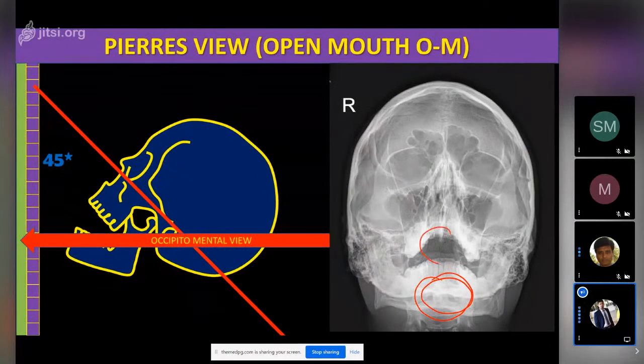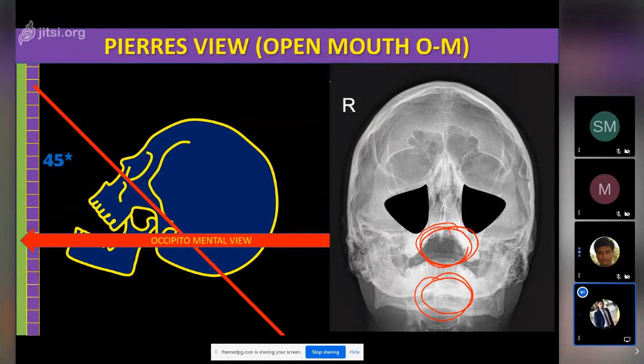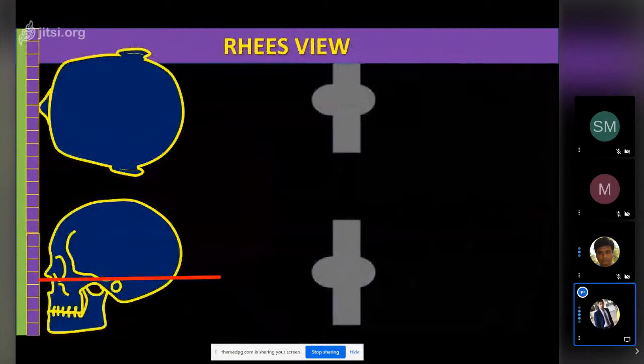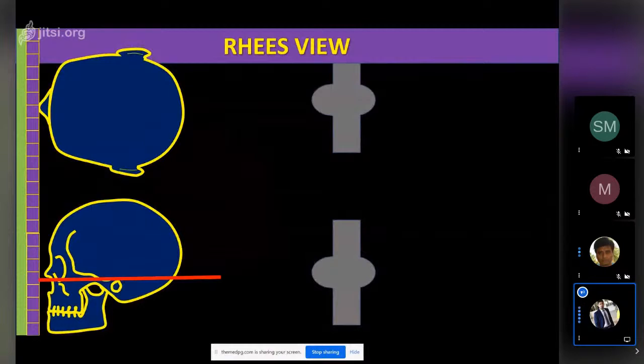What we can see here is a sphenoid sinus. Whenever we want to see a sphenoid sinus, we do a Pierre's view, an open mouth Waters view. It is just a modification of the Waters view, and everything else is the same as our Waters view. The advantage is that we can see the sphenoid sinus, which we are not able to see in the previous view. Again, one more view, which is a posterior view, is the Rhese view.